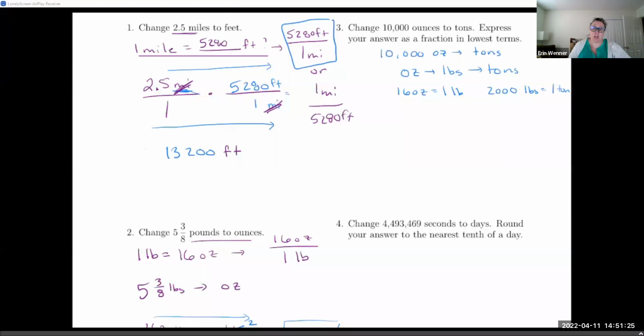Okay, so this is what we call a chain conversion. And so I want to go from ounces to tons, which means we need to go ounces to pounds to tons. And so I've got my 10,000 ounces. And I need to multiply it by my first conversion factor, which is 16 ounces equals 1 pound. So because I'm trying to get rid of ounces, I'm going to put the 16 ounces in the denominator. Therefore, if I put the 16 in the denominator, I need to put 1 pound in my numerator.